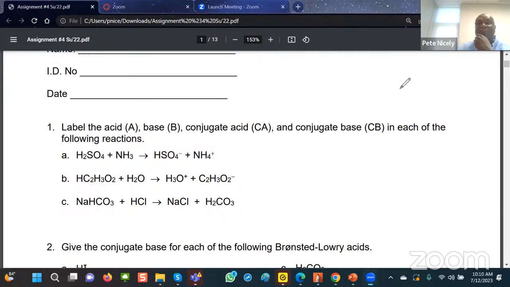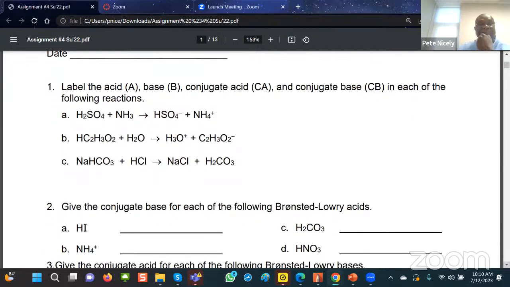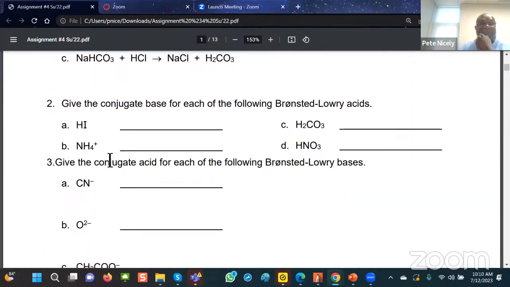All right, so let's scroll down now to question number 2. In this case, they gave you some compounds, some formulas, and you're to give the conjugate base in each case, right? So remember, the conjugate base is what is formed when a molecule or ion loses a proton, all right? So you have to ask yourself, what would be the formula of the result of a proton being lost by each of these? So what would be the answer to the first one?